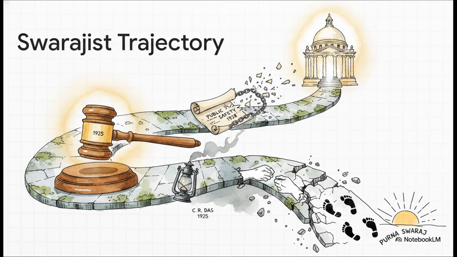But it didn't last. Widespread communal riots started dividing the politicians. The Swarajists themselves actually fractured into factions. You had the responsivists, who wanted to cooperate with the government, going up against the non-responsivists. Add to that the tragic death of their leader, C.R. Das, in 1925, and the party really began to unravel. Finally, in 1930, following the Lahore Resolution demanding Purna Swaraj or complete independence, they walked out of the legislatures for good.